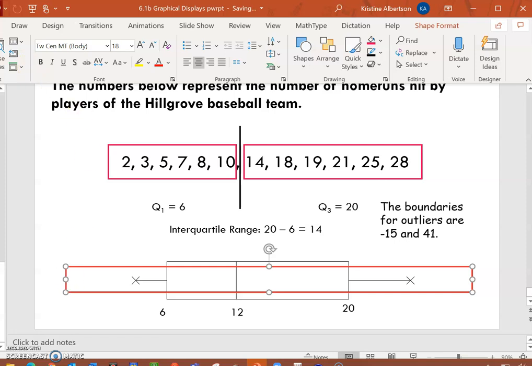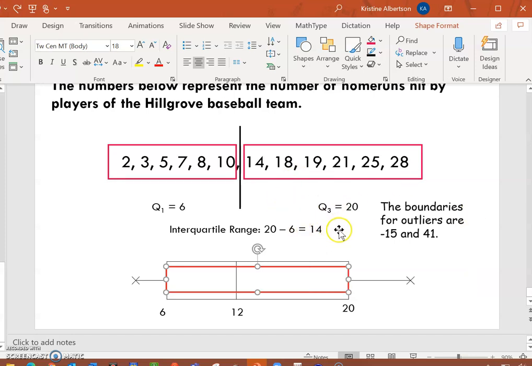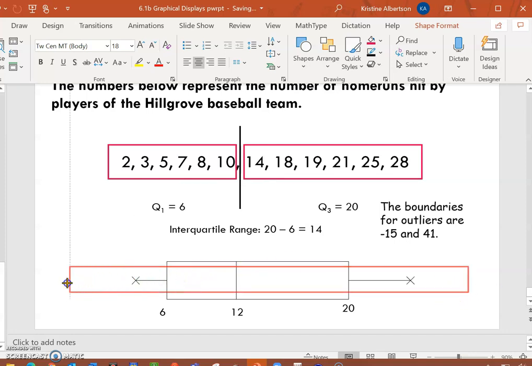All right, so just to redo that again, we took the interquartile range, which is 14. 1.5 of that is 21, because half of 14 is 7. 7 added back gives us 1.5. So 21 is the magic number. Now I'm going to add 21 onto this end, which brings this up to 41. And I'm going to subtract 21 from this end, which brings it down to negative 15.